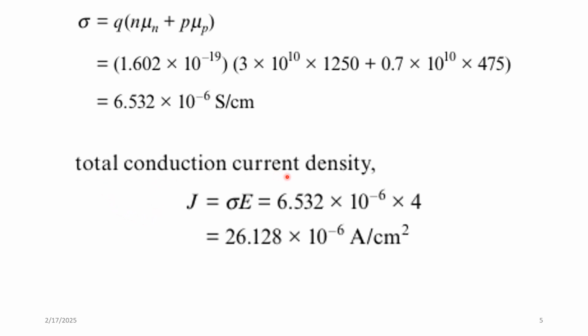The total conduction current density formula is J, which is equal to sigma into E, the electric field given in the question. So I am substituting the electric field given in the question as 4 volt per centimeter, and multiplying that by sigma. Sigma is calculated now. So if we do the simplification, the total conduction current density is 26 microamps per centimeter square, that is, 26.128 into 10 power minus 6 amps per centimeter square.